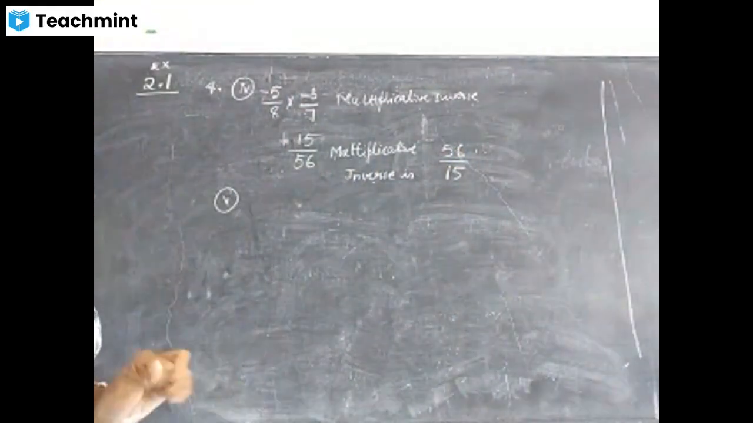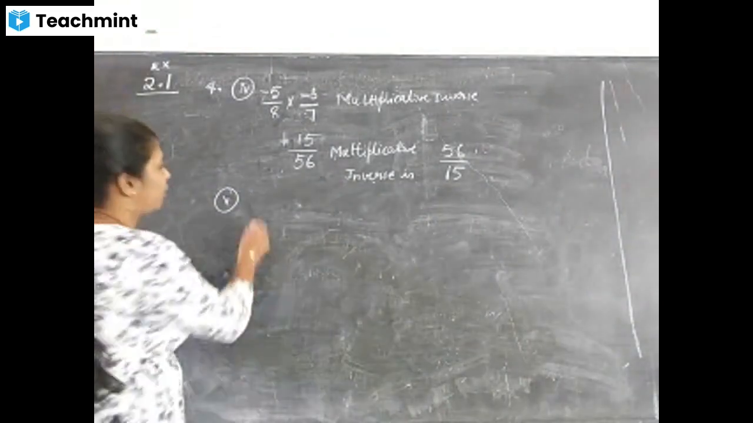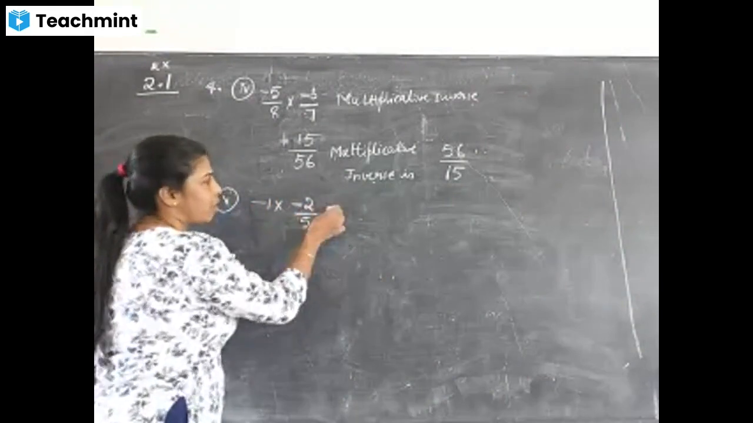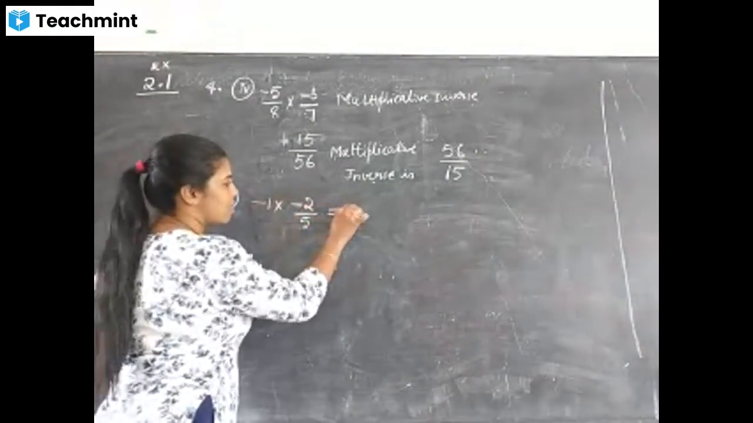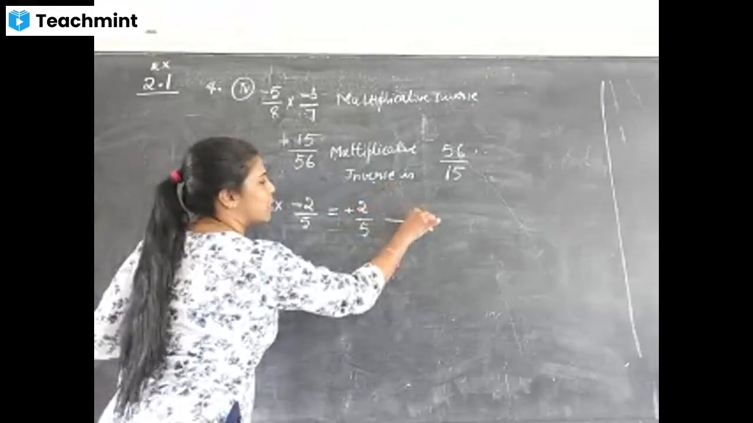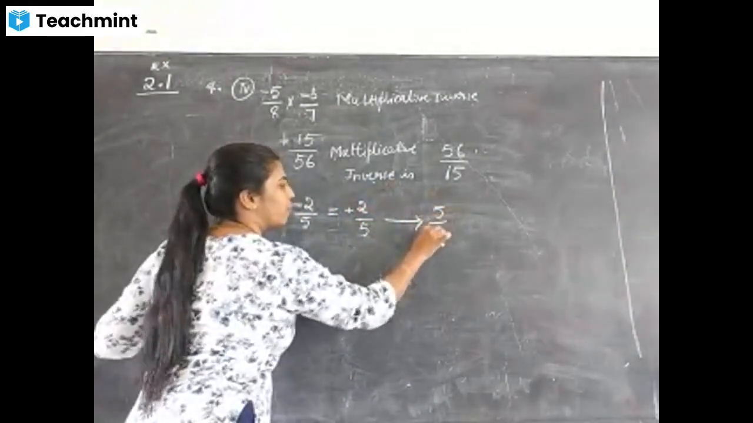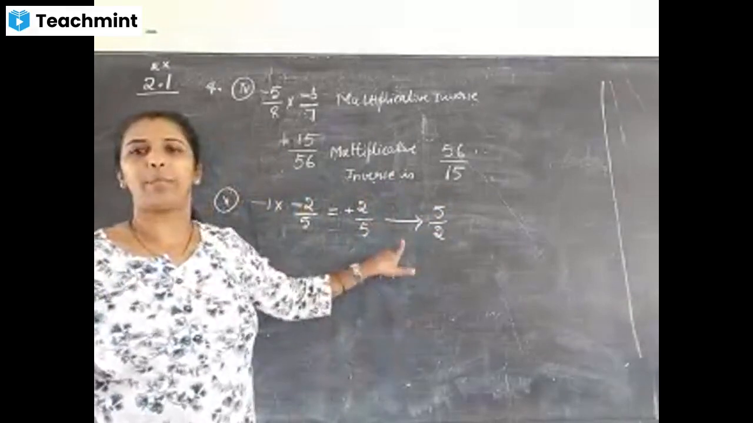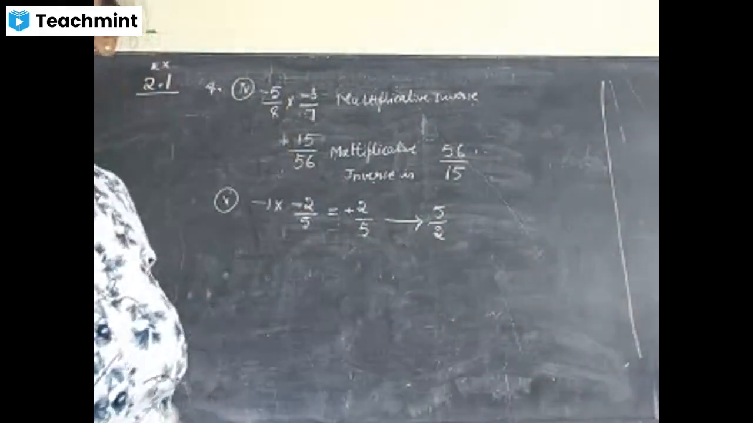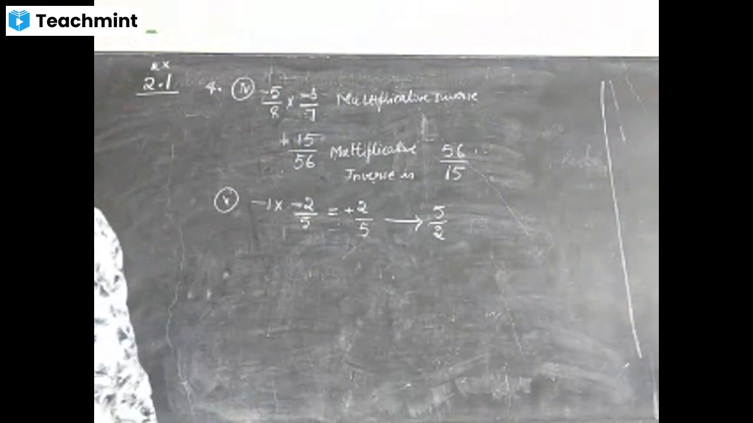Now they have given minus 1 into minus 2 by 5. Again, minus minus plus, 1 twos are 2 by 5. Multiplicative inverse becomes 5 by 2. I did not write multiplicative inverse here; you write it yourself. Multiplicative inverse becomes 5 by 2, the reciprocal of the given number. That's all.